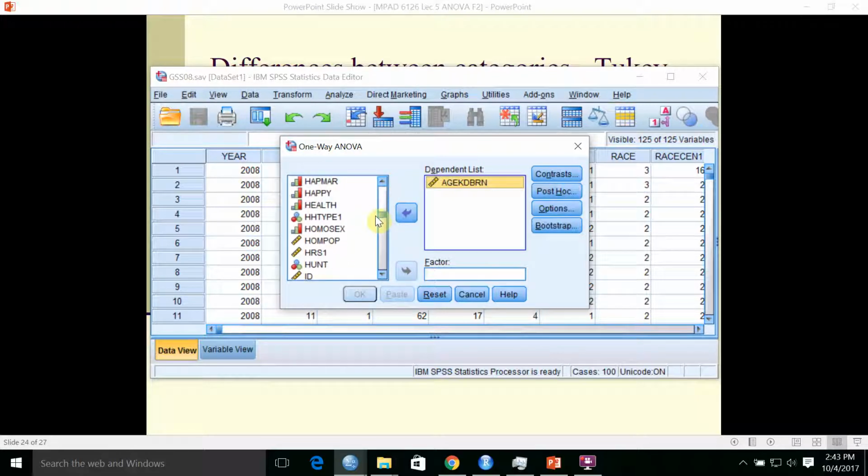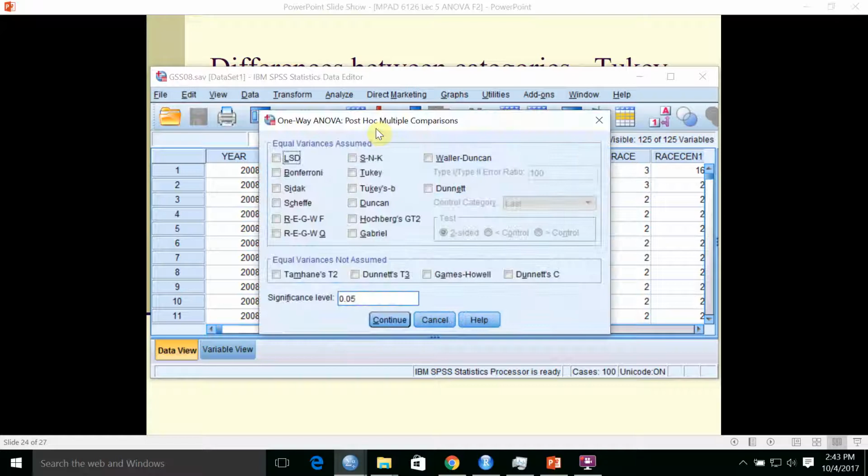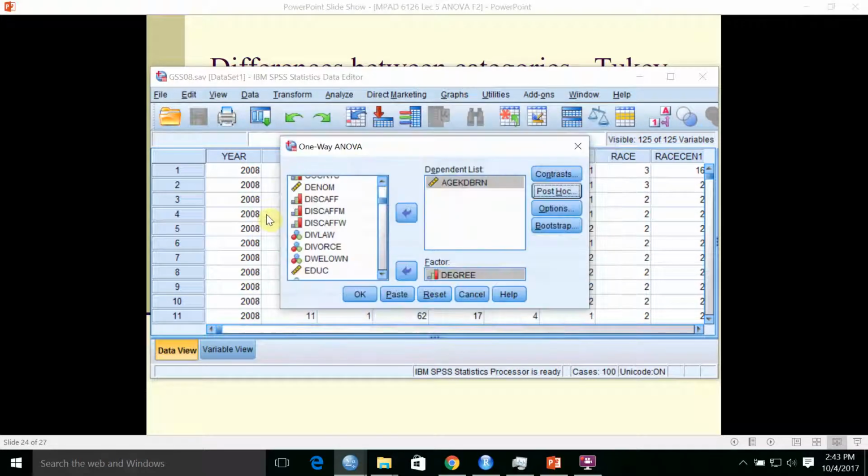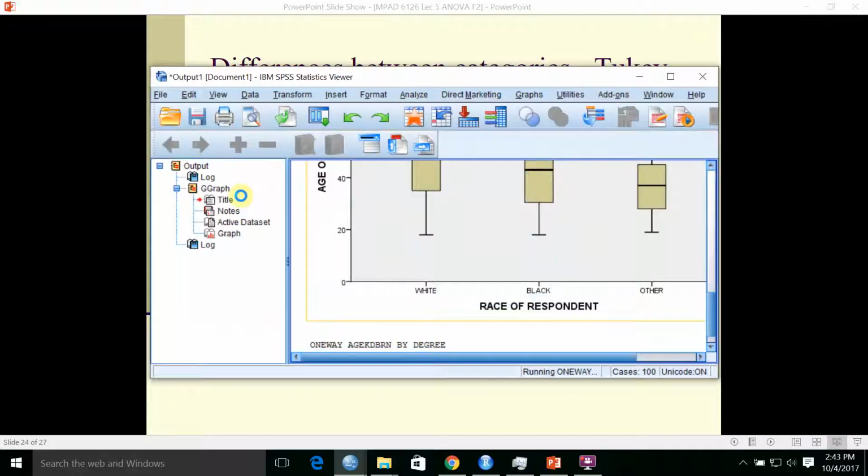So it's going to look at whether people that don't have any degrees have kids at a different age relative to people that have high school degrees, have junior college degrees, have bachelor's degrees, and so on and so forth. And the variable here that we want to put in factor is degree. Put that in there like that. Then we click on post hoc, and we're going to click on Tukey and click continue, and then click OK.